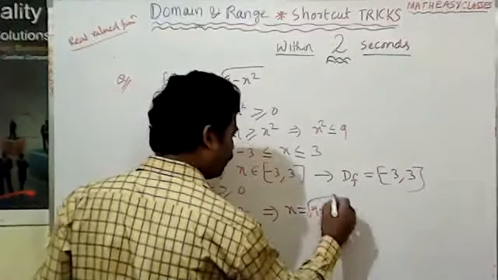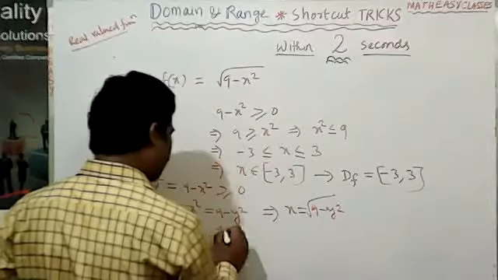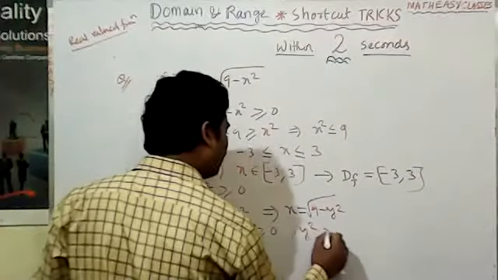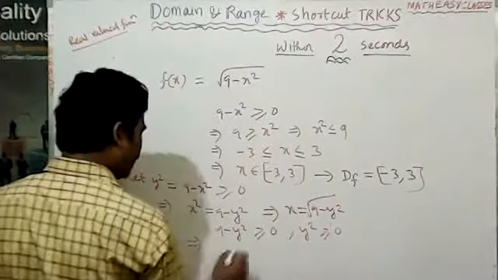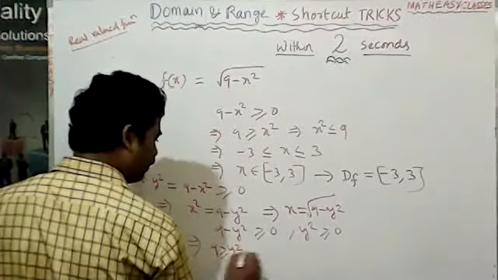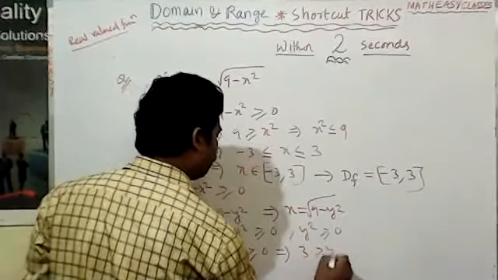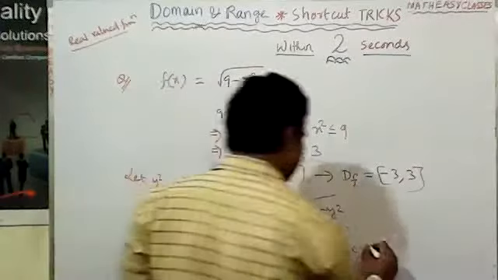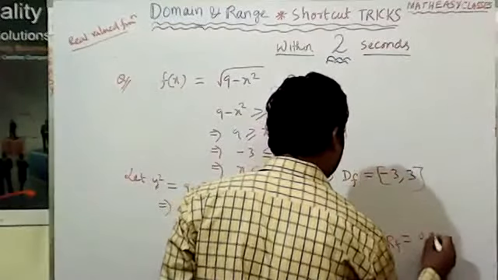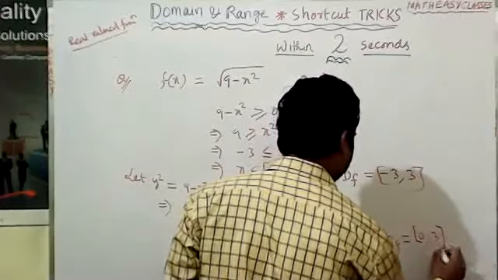That means x is equal to the root of 9 minus y square. So 9 minus y square is greater than or equal to 0, and y square is greater than or equal to 0. That is, 9 is greater than or equal to y square, which is greater than or equal to 0. Means 3 is greater than or equal to y, which is greater than or equal to 0. Then what is the range? The range of the function is 0 to 3 inside, the value comes 0 to 3.